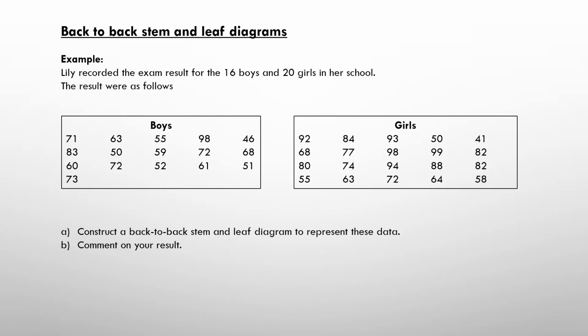Let's look at the example. Lily recorded the exam result for 16 boys and 20 girls in her school. The result was as follows. We have two sets of data, the first boys and the second girls. So the question is, construct a back-to-back stem and leaf diagram to represent this data and comment on your result.